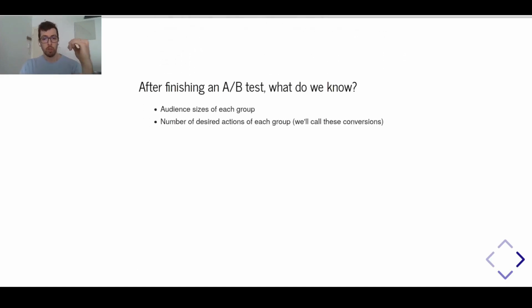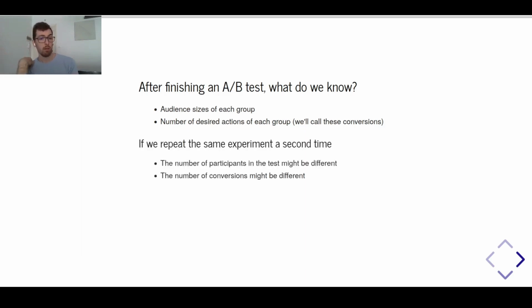So after you finish the A-B test, the actual things that you do know are the audience sizes for each of the groups, how you were split, and how many subjects went into each, and then you have the number of desired actions that were performed by each of the groups, and we'll call these conversions. If you were to repeat the experiment a second time, or a third, or whatever, maybe the number of participants might be the same, because you might choose to stop the experiment once you get to exactly the same number of participants.